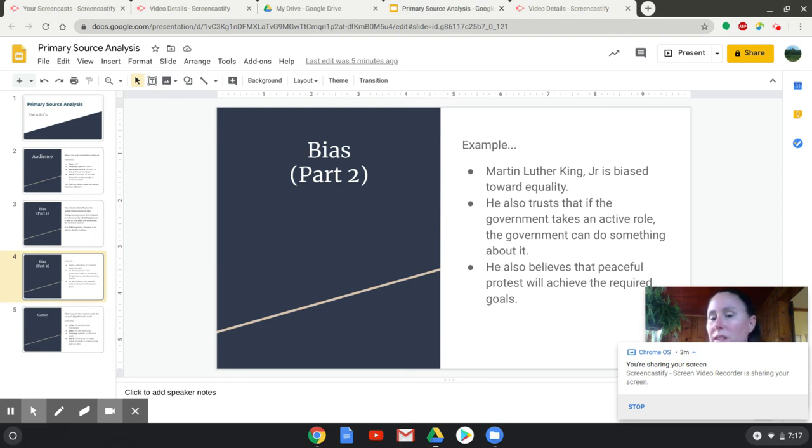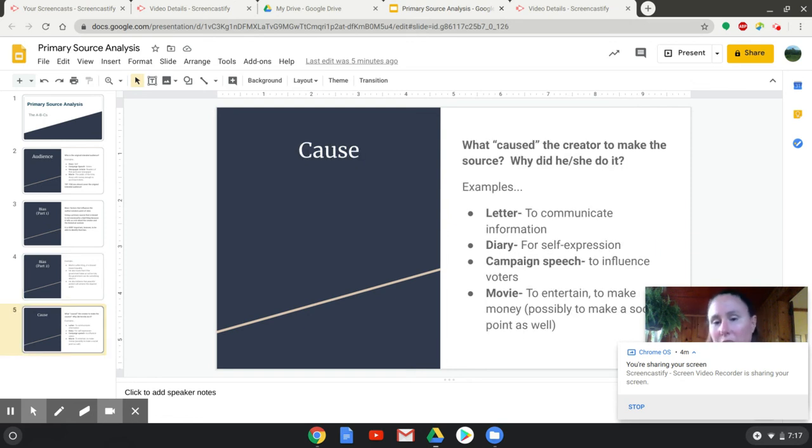Another bias is that he trusts that the government will take a role, and that if it does, then that will be a blow to racism. He trusts the government. A lot of these marches and rallies were to change laws. He felt if the law was changed, then that would have a positive impact on society. That's part of the bias. He was also biased in favor of peaceful protest. There were other civil rights leaders who were not. So that is part of his bias. It's part of his point of view, and it's part of his context. So we should do this with every source that we look at. What is the bias? And the final one is cause.